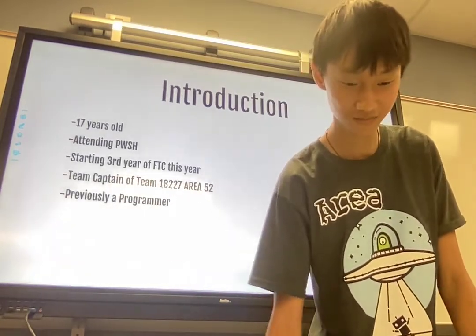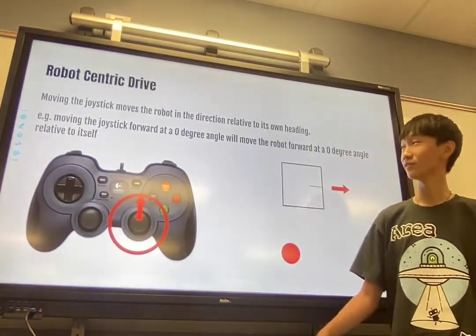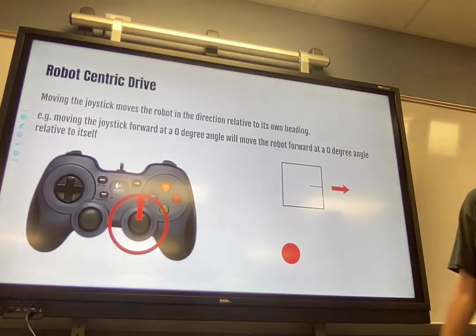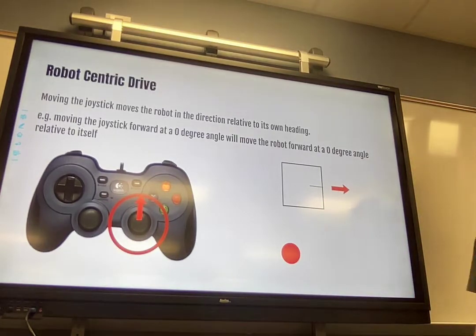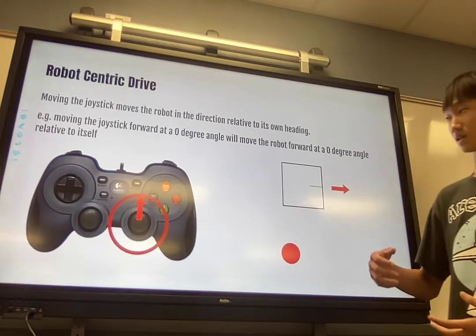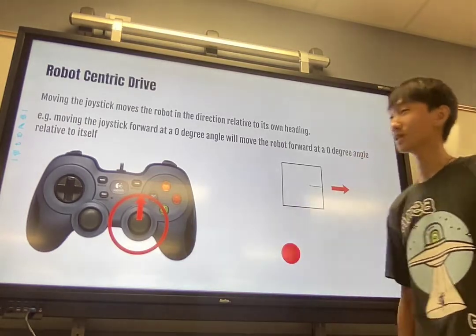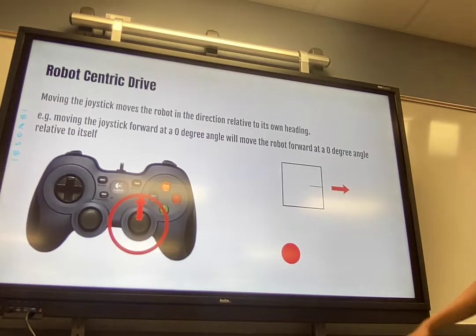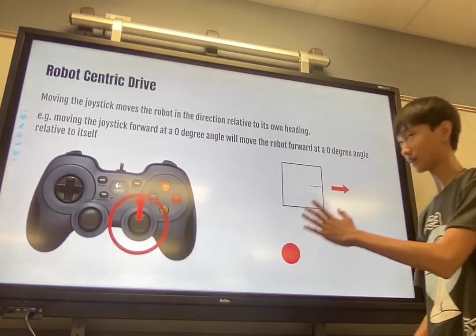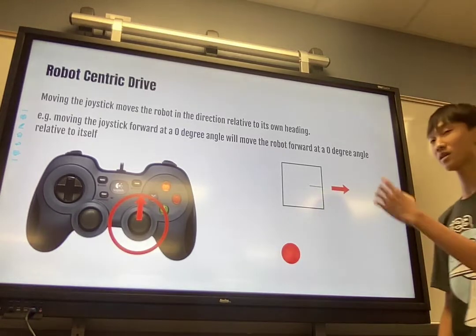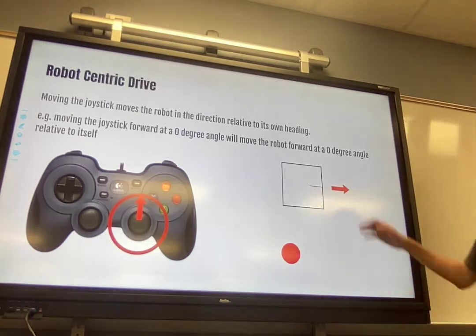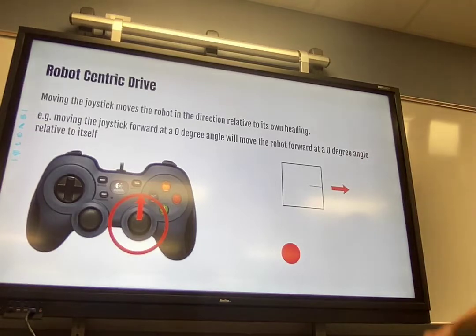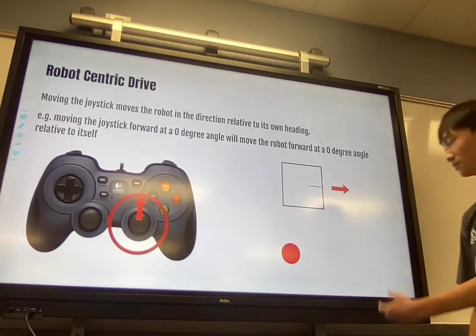So before we understand field-centric drive, I first want to talk about robot-centric drive, which is what we normally use when we're driving the robot. So basically, as you can see here, if you point the joystick forward, then the robot will naturally move forward. But it's not actually absolutely forward. It's forward relative to itself. So if the robot was facing in the right direction, then it would travel in the right direction because that is forward for the robot.